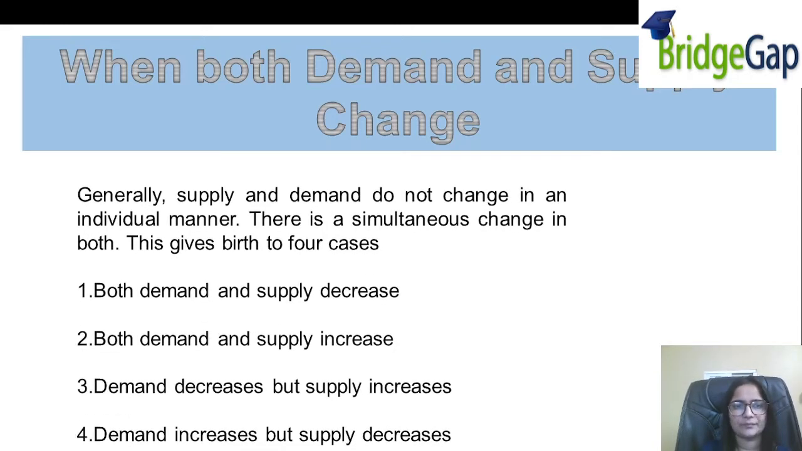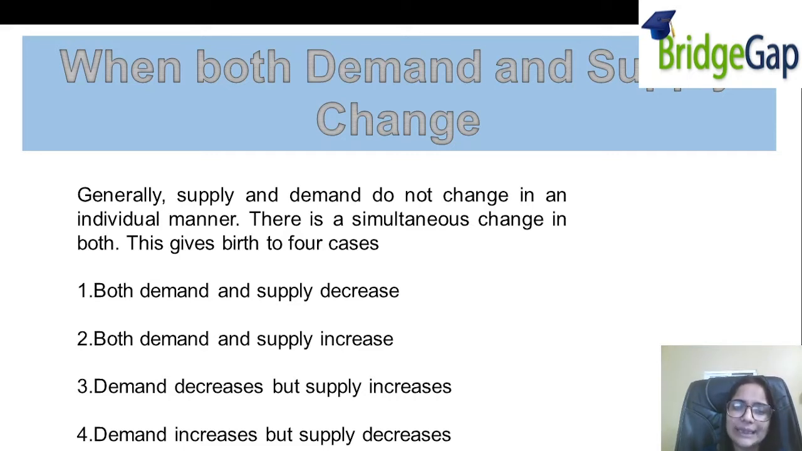So, today I'm here to discuss another topic, which is when the demand and supply curves shift at the same time. Let's get started. Generally, supply and demand do not change in an individual manner. It is not that only demand changes at a particular time or only supply changes at a particular time. Those are just theoretical knowledge that is required, but in the practical world, they do not change individually. There is a simultaneous change in both.